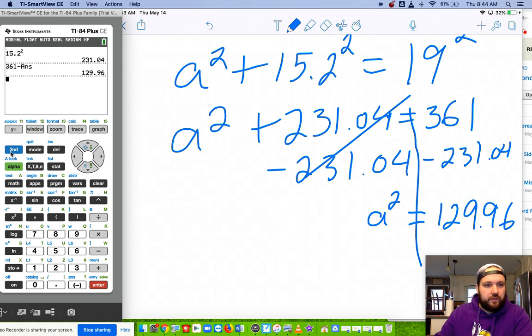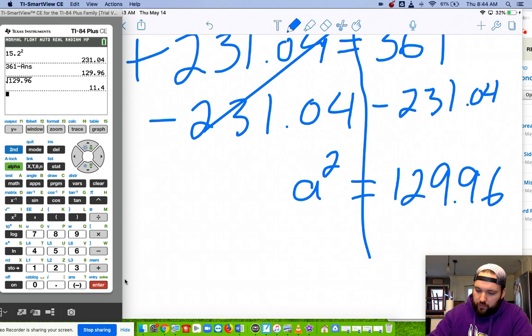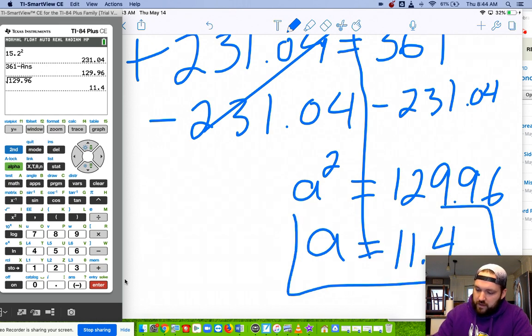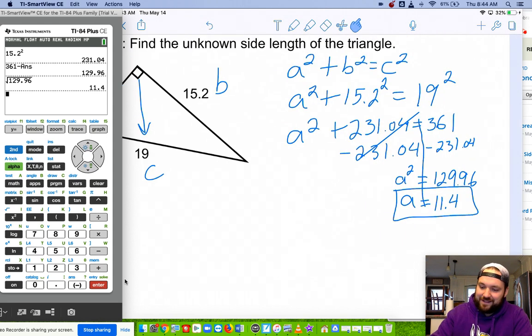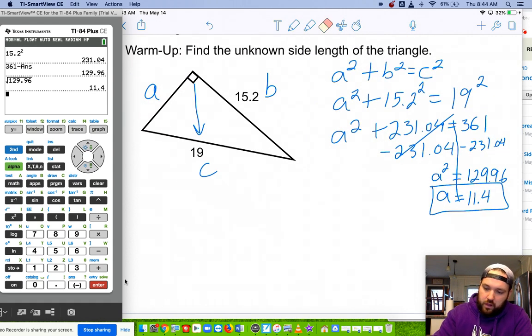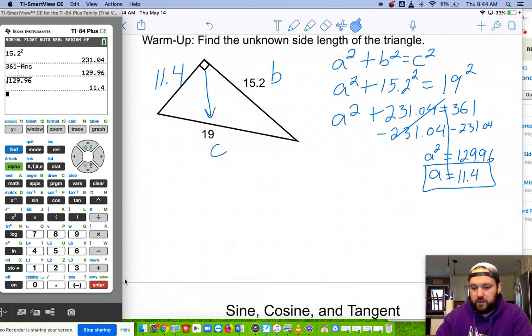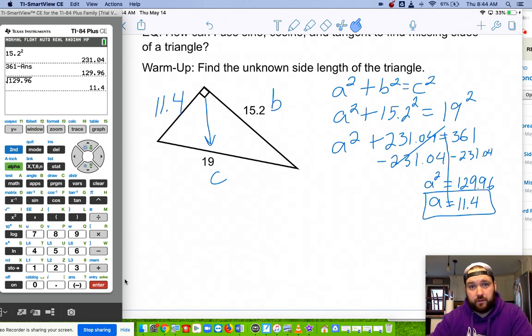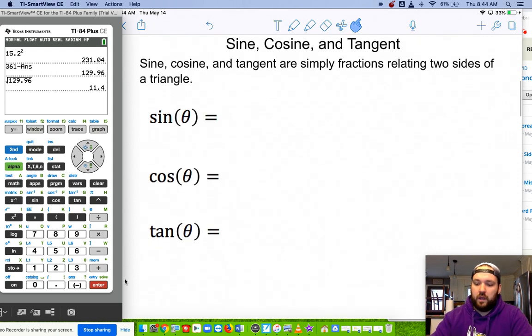Then to get rid of a squared, the inverse of squaring something is to square root. So I'm going to square root 129.96 and get, nice, just 11.4. No rounding needed. So that missing side is exactly 11.4 long. So that is Pythagorean theorem. That's how we find the third side of a right triangle if we know the other two sides.